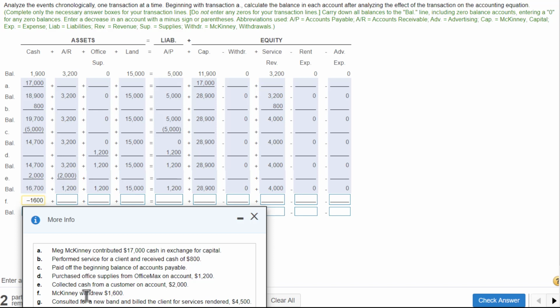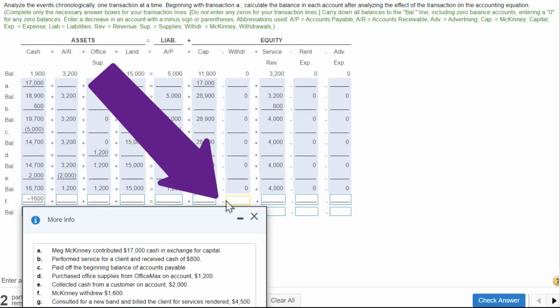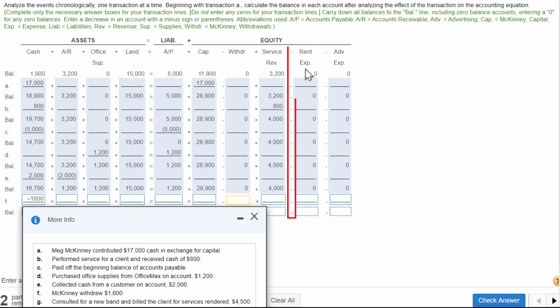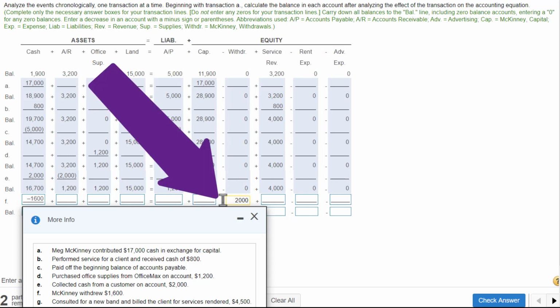It tells you what the other account is: withdrawals. Now notice withdrawals, this is important. We've got a minus sign in front of it already, because withdrawals lower equity. Just like expenses, these two also lower equity. That's why they have a minus sign down the whole grid. So do not put a minus sign in here because the minus sign is already there. It was 1,600.